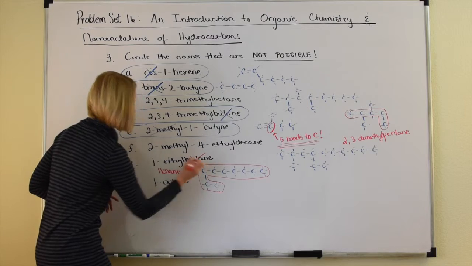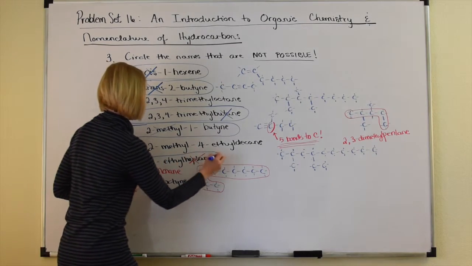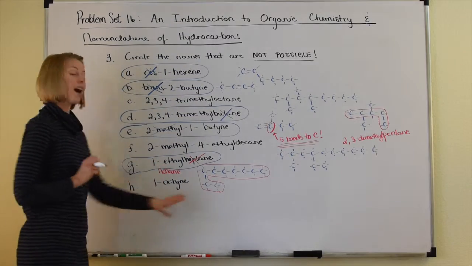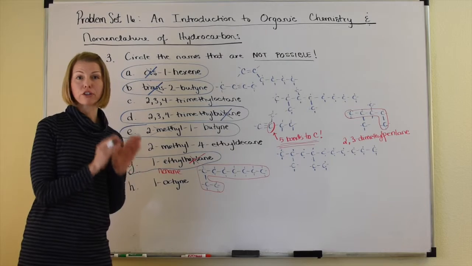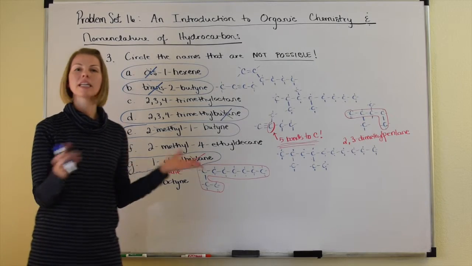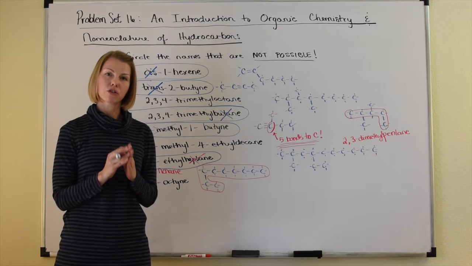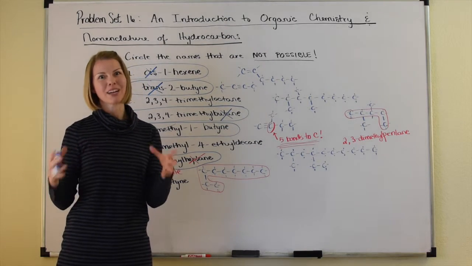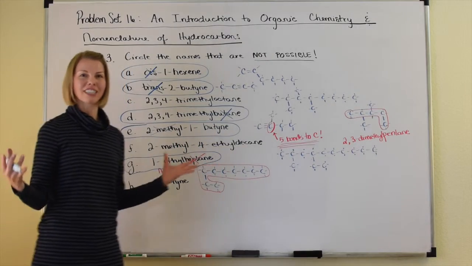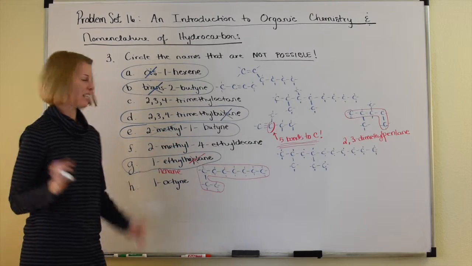It's not a heptane. So let's circle G as being not possible. You can't have a branch group off of the very first position, because then it just becomes part of your longest consecutive chain. You also can't have a branched group off of your last carbon in a chain, because again, then it becomes part of your longest consecutive chain and changes what your parent chain is.